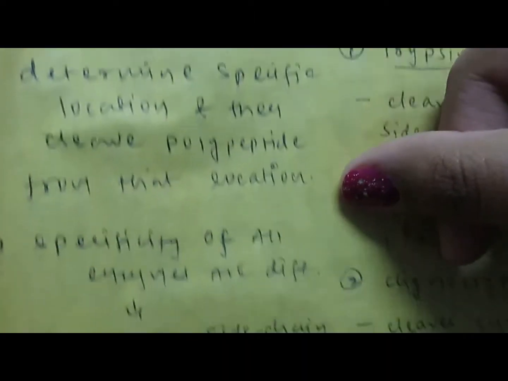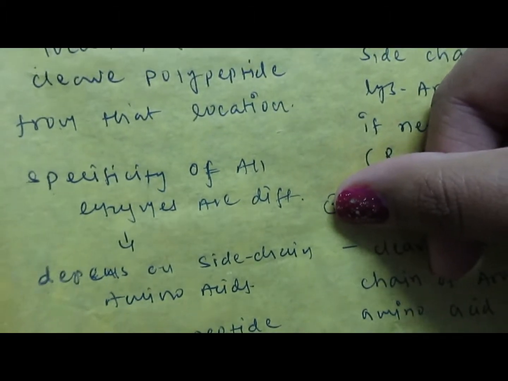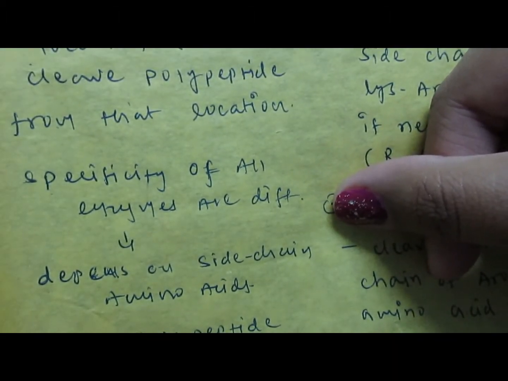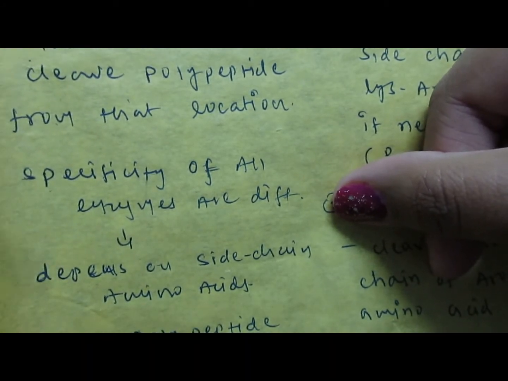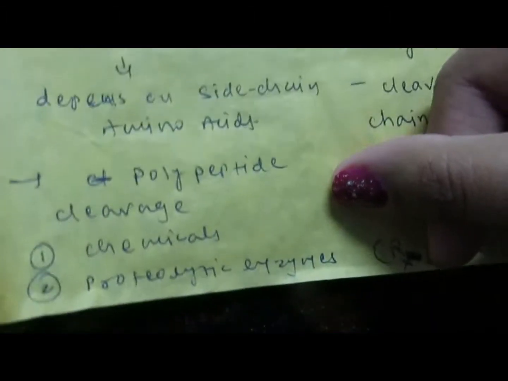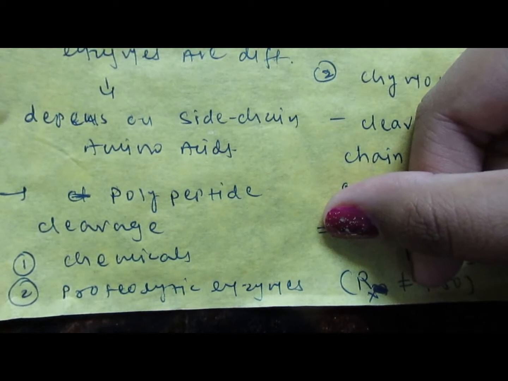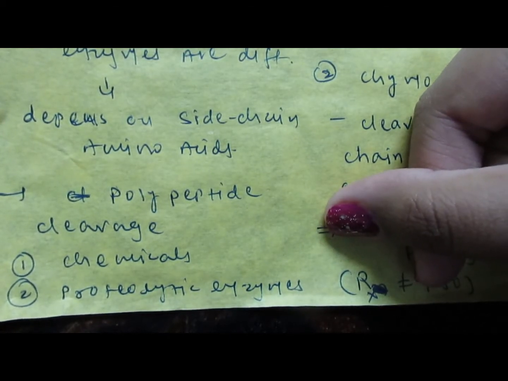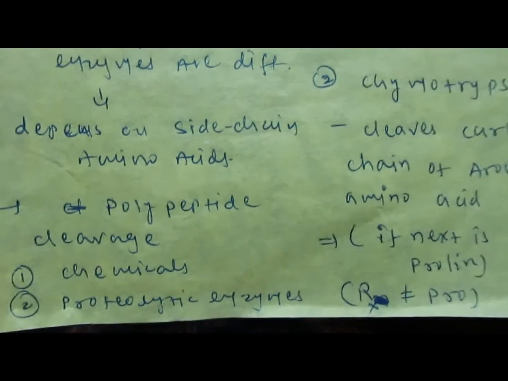So the specificity of all the proteolytic enzymes cannot be the same. Each and every enzyme can work in a different fashion, and it sometimes depends on the side chain amino acid present in the polypeptide chain. So this polypeptide cleavage can be done in two ways. First is chemical digestion, and second is proteolytic enzyme digestion.